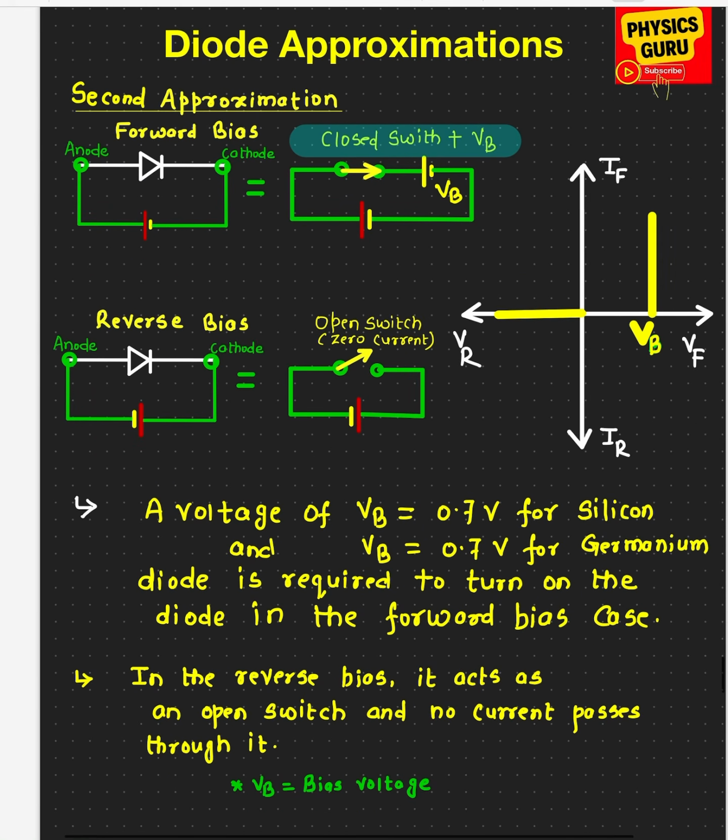In the second approximation, in the forward bias, you might have understood what the forward bias is by now, so I'm not going to talk about it again. In the second approximation, a diode can be approximated as a closed switch, plus there is a voltage drop across the diode. What does this mean here? This means you need a certain amount of voltage to pass the current through the circuit. This is called a bias voltage. VB stands for the bias voltage, and it means you need a certain amount of voltage so that there will be current in the circuit.